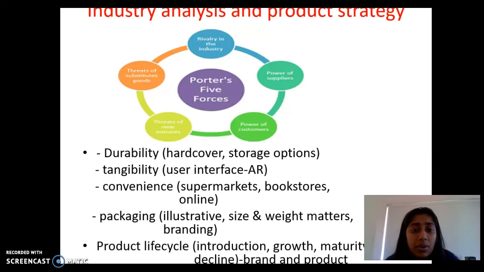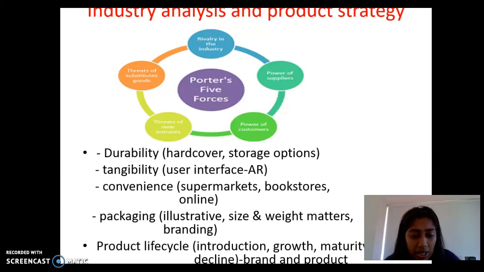And rivalry in the industry: there are many competitors such as aggregates and TED Tractors which are coming up with many innovative ideas. Power of suppliers is less, as the number of inputs is really small. Power of customers is really high because the entire product depends upon the customers.